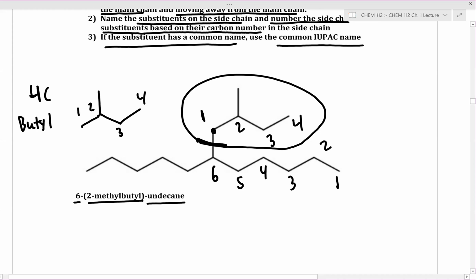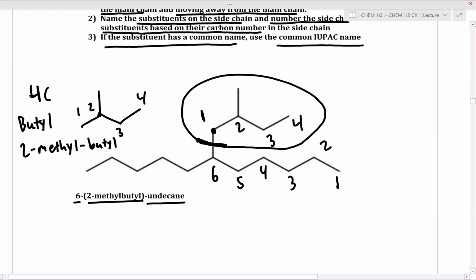And are there any substituents attached to this butyl chain? Yes. At what carbon? 2. So we'd call this 2-methylbutyl, because it's a butyl chain with a methyl at the 2 position. Does that make sense? Okay, so counting, this entire substituent is at carbon 6. That's why it has the 6 label. We then put it in parentheses and we dissect this side chain.